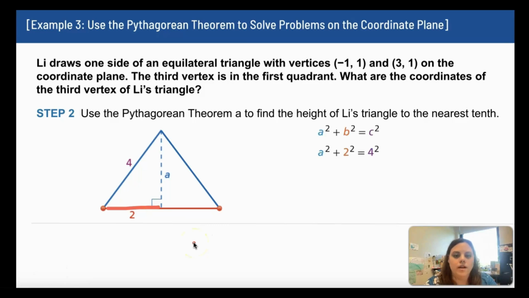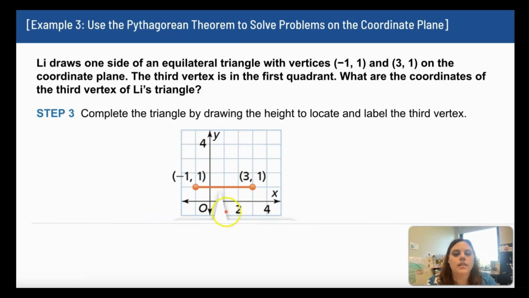So we find the height of the triangle. We plug in 2 for B and 4 for C. 4 squared is 16, 2 squared is 4. We subtract that to get 12. So the height is the square root of 12, which when you put it into a calculator is about 3.5. Now that we know that A is about 3.5, we can use that height to help us determine what the point is.